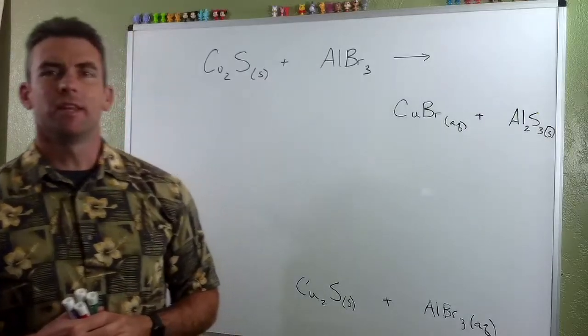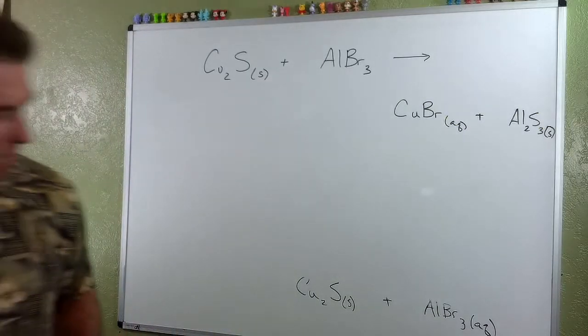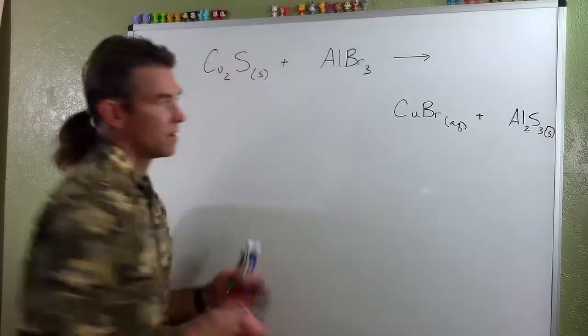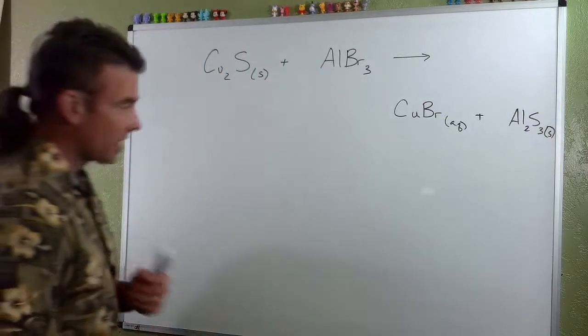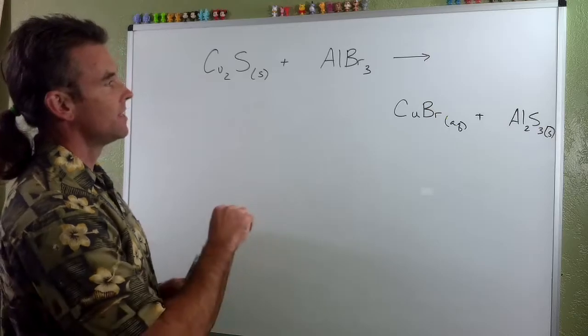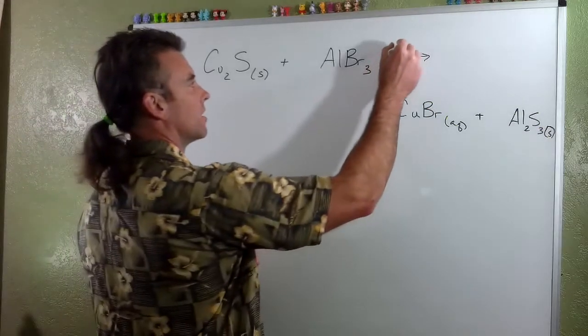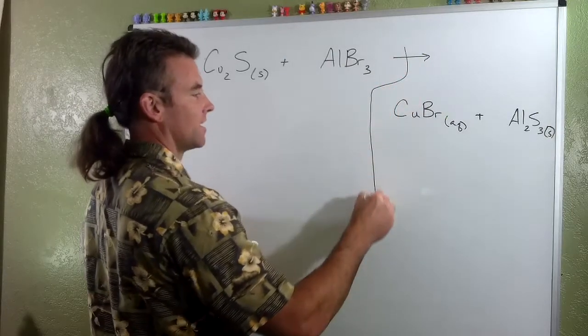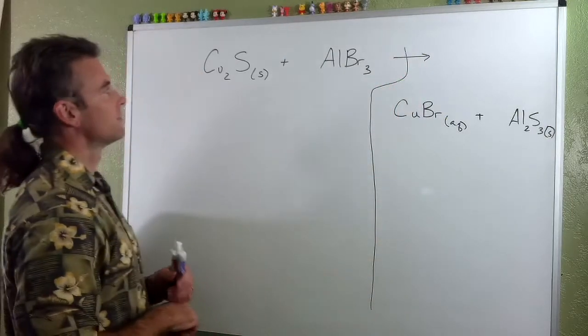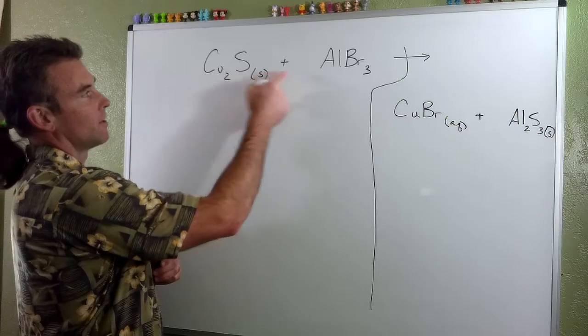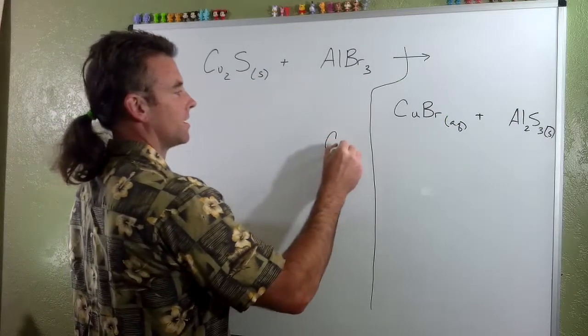All right, hopefully this isn't too smushed for you. But we have to balance this thing now, and it's a little bit bizarre the way I did it here, so let's divide the world like this. We've got a copper, a sulfur, aluminum, and a bromine.